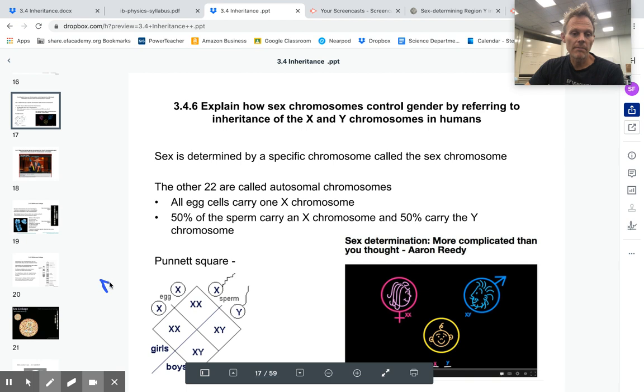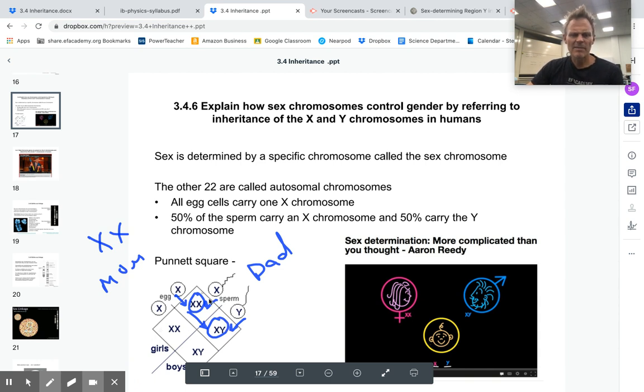So the mom can have eggs that can either contain an X or the other X, right? Because females are XX. So the X could end up in that egg, or the other X could end up in that egg. And the dad, he could donate an X, or the other form is the Y. So either one of those two. And then when you cross, if this egg happened to meet that sperm, you would have a daughter. If that X happened to meet this sperm, you would have a son, right?